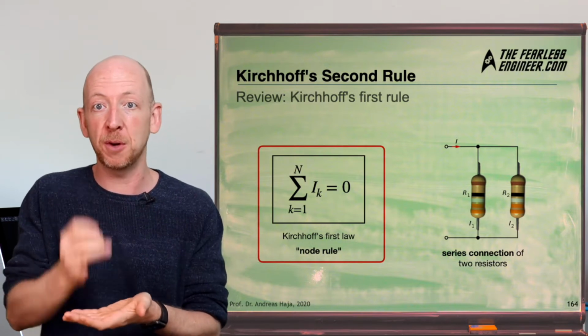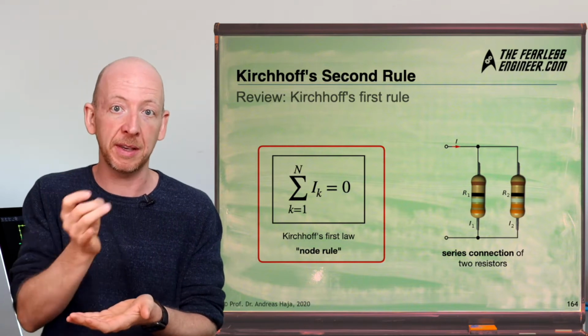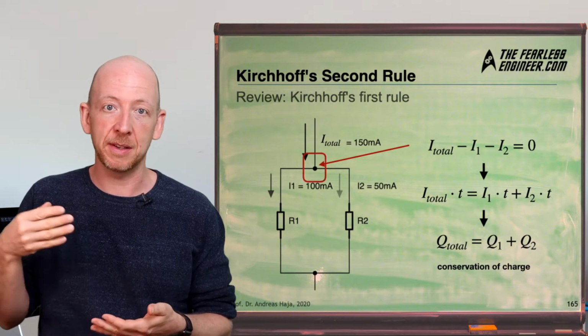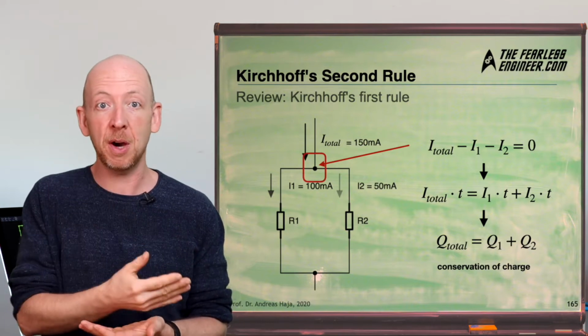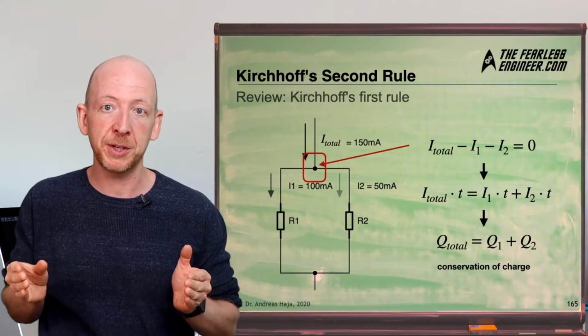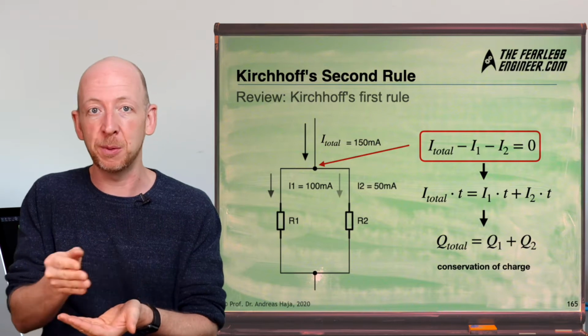And when we write this as a formula, we get the expression: sum over all partial currents I_k equals 0. And for a node with incoming connections and outgoing connections, in this case two outgoing connections as shown here in the circuit diagram, this results in the following equation, which is I_total minus I1 minus I2 equals 0.